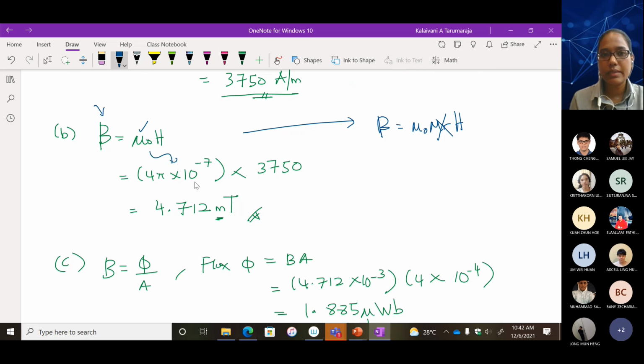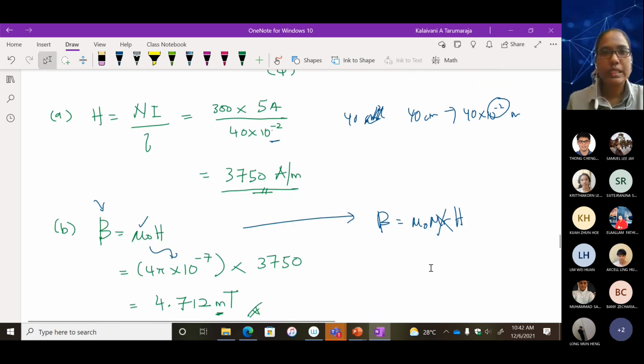4 pi times 10 to the minus 7 times 3,750. You multiply, as usual, and once you calculate it, you get 4.712 mT. So m stands for milli, T stands for tesla, the unit. Have a look back at your flux calculations, how you calculated. Once you have done that, you go on with the next one.